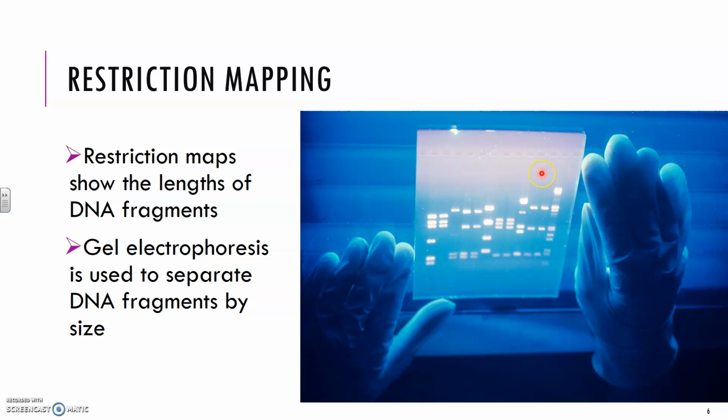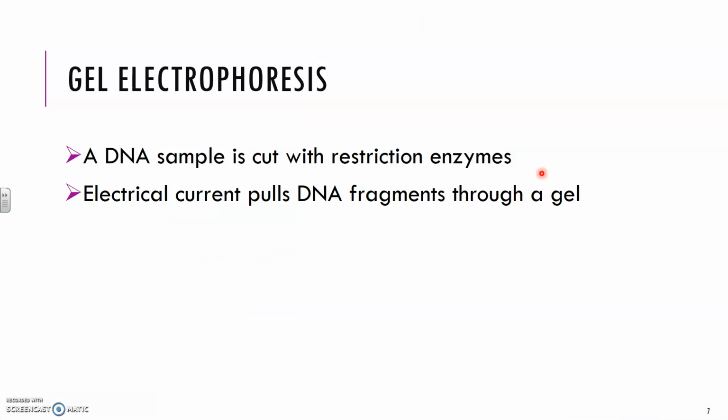You can load your DNA sample into these little wells. And then you put this gel in a buffer solution, a liquid that will conduct current, and you plug it up into your electrophoresis machine and turn the current on. The current will actually pull the DNA fragments through the gel. DNA has a negative charge, so it will move towards the positive end. So the electrical current will move the DNA towards the positive end.